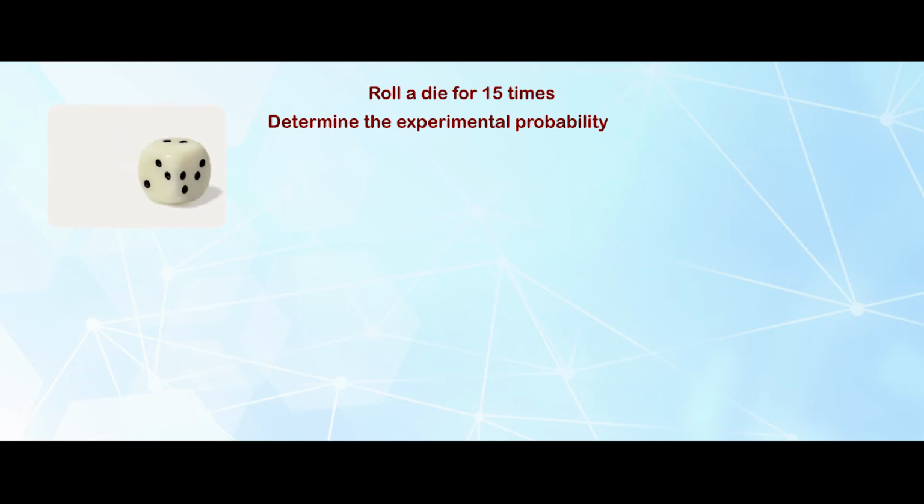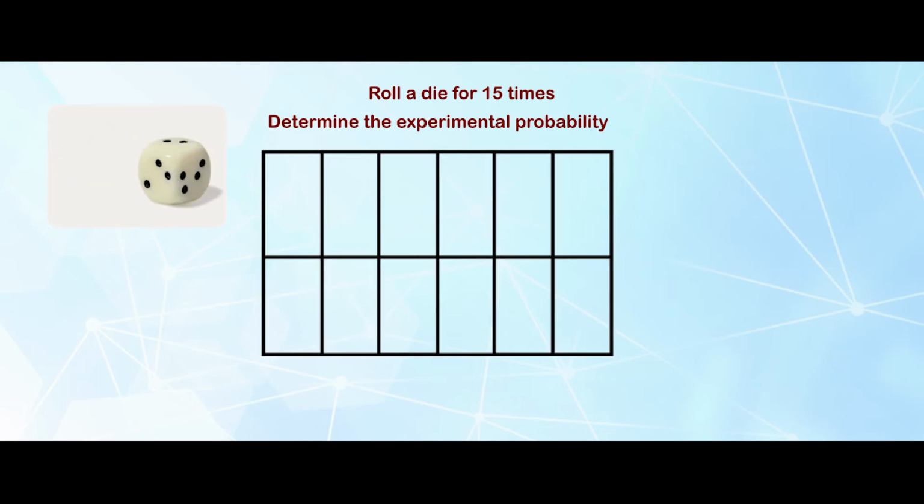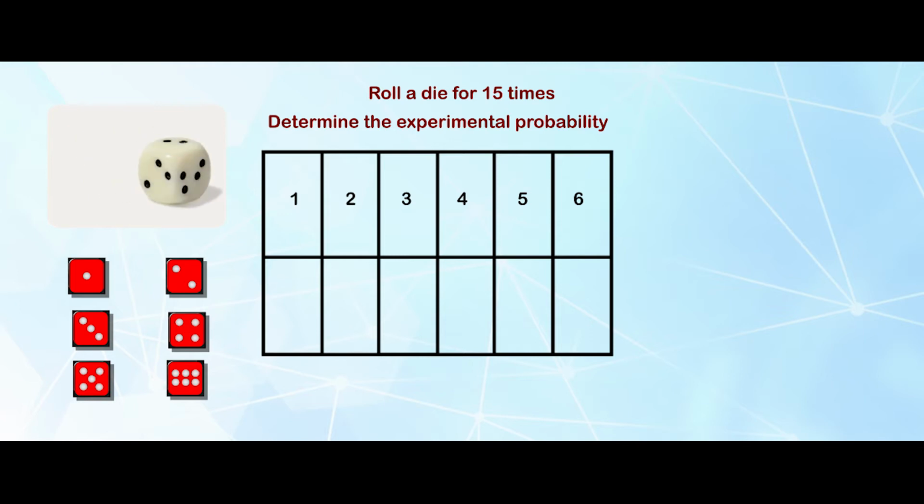In experimental probability, first of all, to record the result, you must prepare a table like this. For this event, the device used is a die. A die has 6 equal faces numbered from 1 till 6. So here in this table, I have prepared 6 columns, representing the first column as 1, then followed by 2, 3, 4, 5, 6. After preparing this table, let us conduct the experiment, and in this case, let me roll a die 15 times.